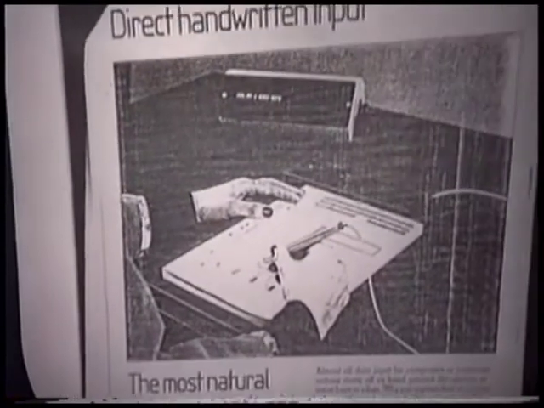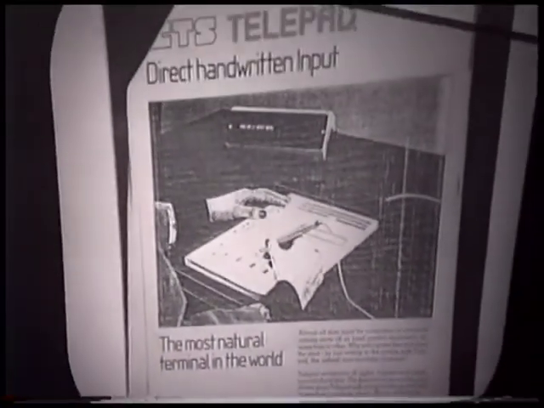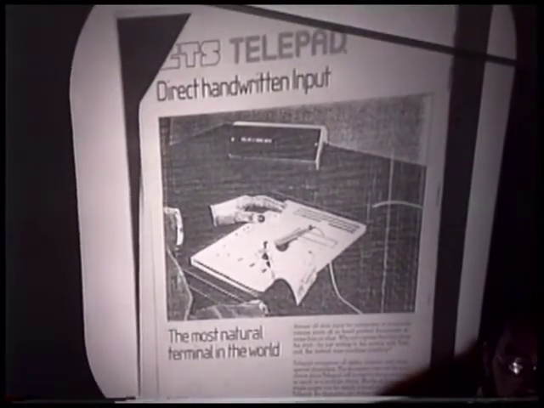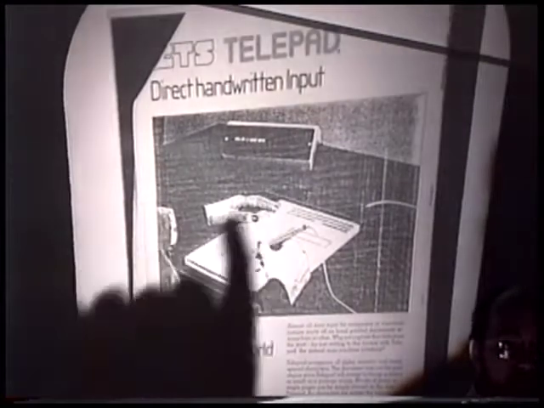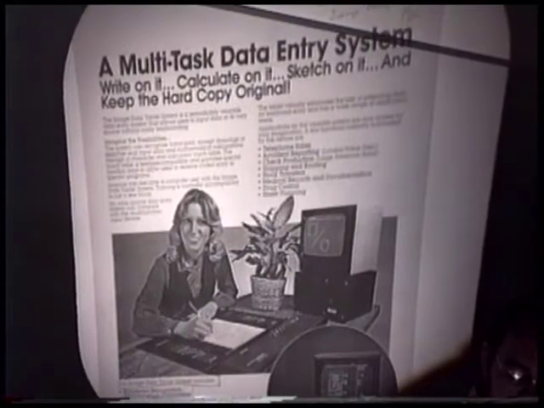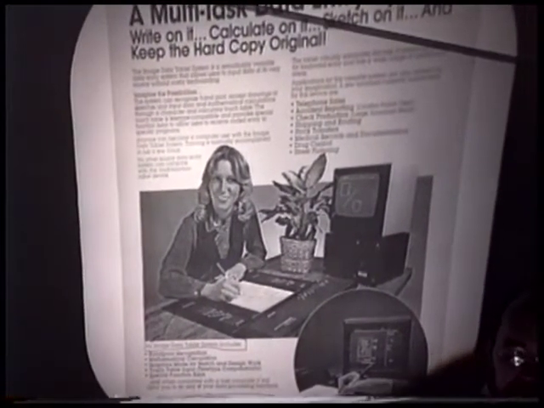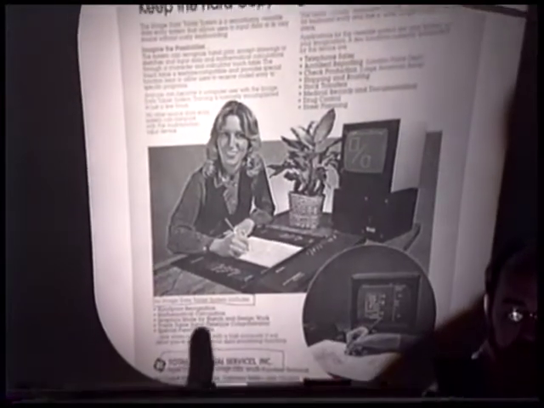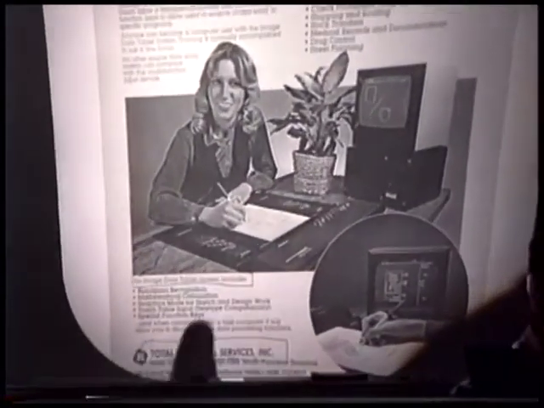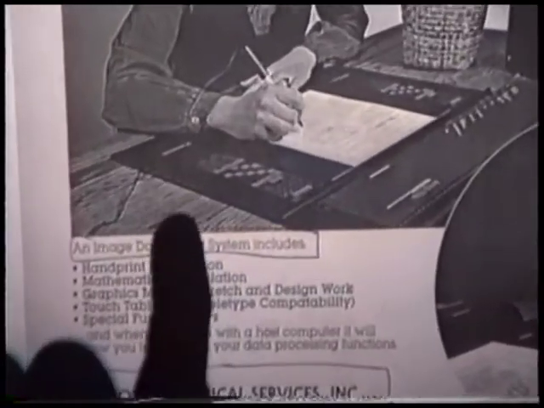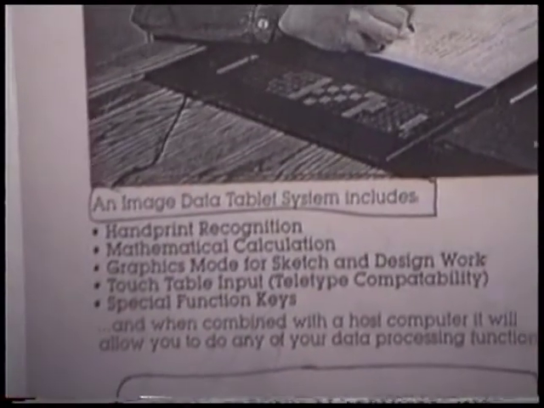Here we have some of the early products. 1981, Telepad, a UK company, doing handwritten data entry using a one-line LCD display. Another company from the UK, Image Data. You'll notice that here they were showing electronic ink on a full display with a digitizer. They were using a desktop system, a very thin profile digitizer, with menu areas for applications located down the side.